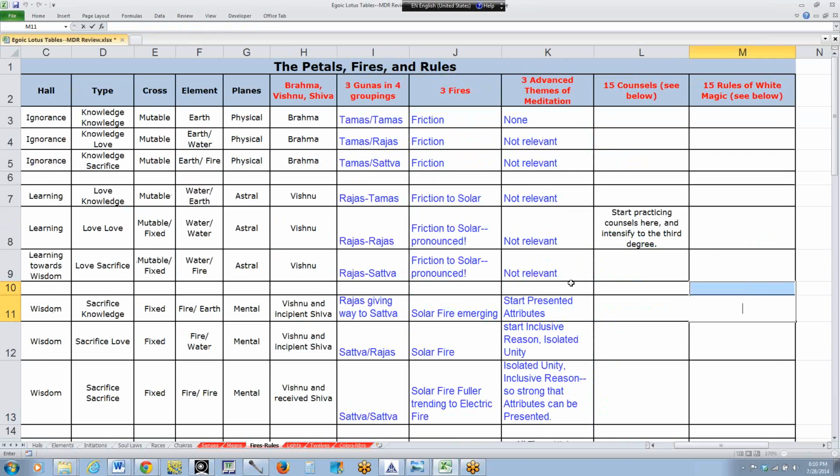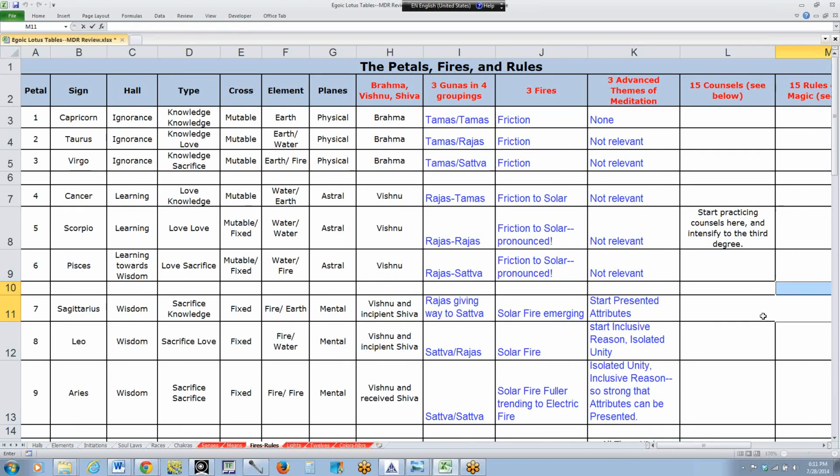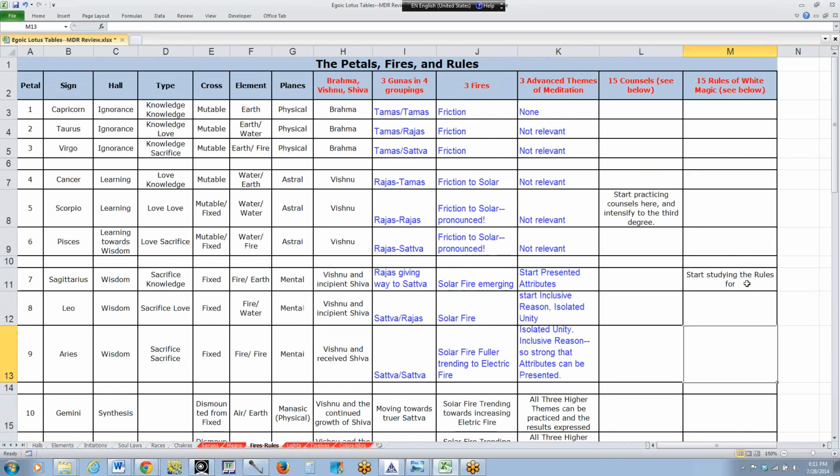And when it comes to, let's see, now what is that? Okay, so now we're in the seventh petal. Start studying the rules for, and I'll make this just a little smaller. Can I make it just a little smaller? Maybe I'm not going to be able to do that. Yeah, studying the rules for white magic.